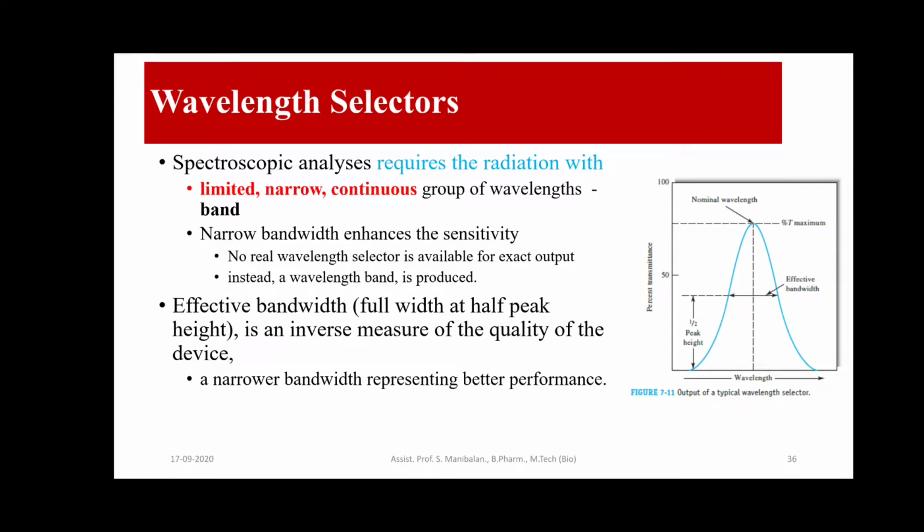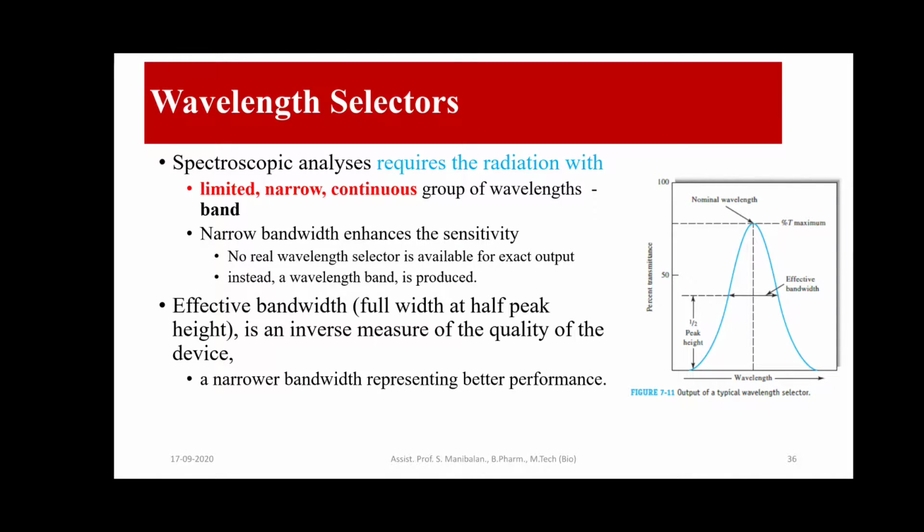Each and every spectrophotometric analysis requires radiation, right? In any form. If we are using a UV spectrophotometer, we need UV visible, or if we are using IR, we need IR radiation, right? Those radiations should be in an exact bandwidth. The limited, narrow, continuous group of wavelengths is called a band, which is what we actually need. Narrow bandwidth enhances the sensitivity.